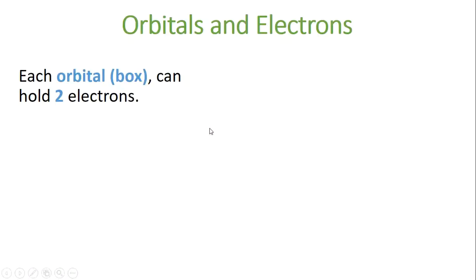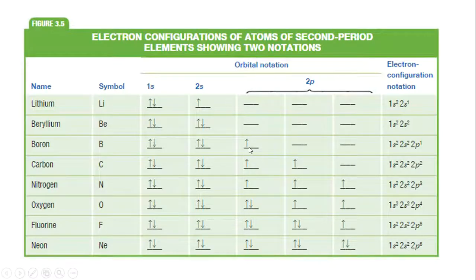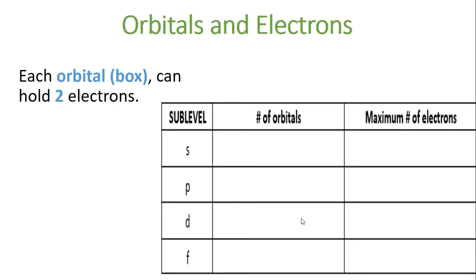So hopefully what you're seeing here is that each orbital, box or line, can hold 2 electrons, right? Every line or box orbital here can hold 2 electrons in it, maximum. So that means the S would have 1 orbital so that it can hold its maximum of 2 electrons. The P will have 3 orbitals so that it can hold its maximum of 6 electrons. The D will have 5 orbitals so it can hold its maximum of 10 electrons. And the F will have 7 orbitals so it can hold its maximum of 14 electrons.